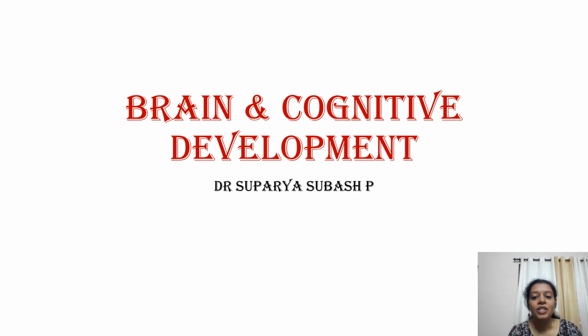Today we are diving into an essential topic in educational psychology, brain and cognitive development. We will cover key concepts like neuroplasticity, synaptic pruning, myelination, critical periods, and executive functions. Understanding this will give us insight into how learning happens and how we as teachers can support our students' growth at different levels. So let's get started.